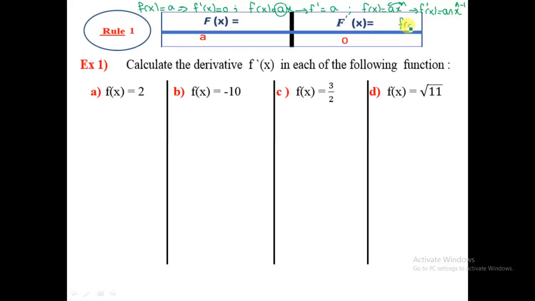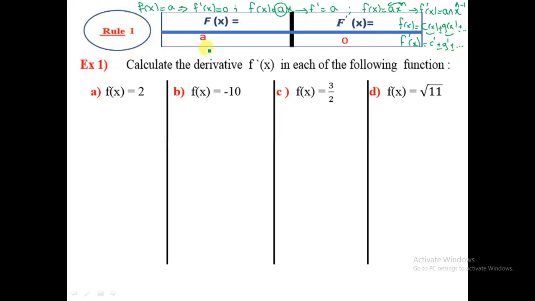If f of x equals c of x plus or minus g of x plus or minus, etc. In this case, in addition and subtraction, the derivative f prime of x is the derivative of each term alone. That means c prime of x plus or minus g prime of x plus or minus, etc. Let's start.